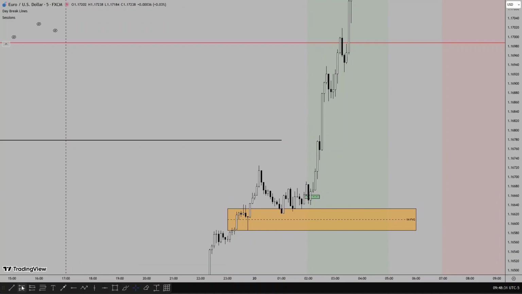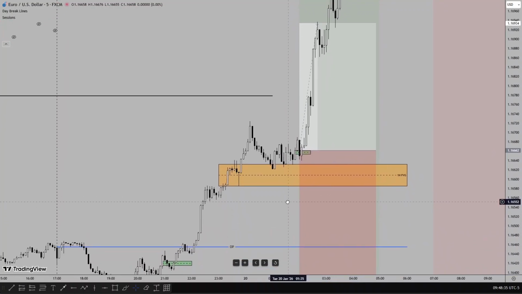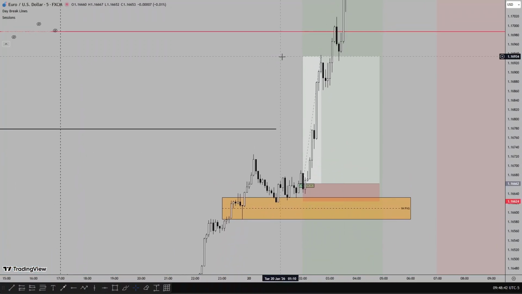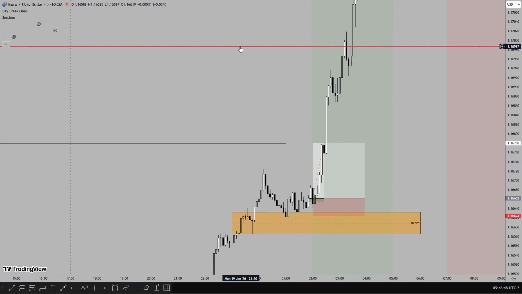the 5 minute fair value gap for your entry, stop loss at the swing low, and your first target is the previous day high. Now you can go for the overall target if you know how to manage your trade correctly. Learn how to take partials and let the rest run.